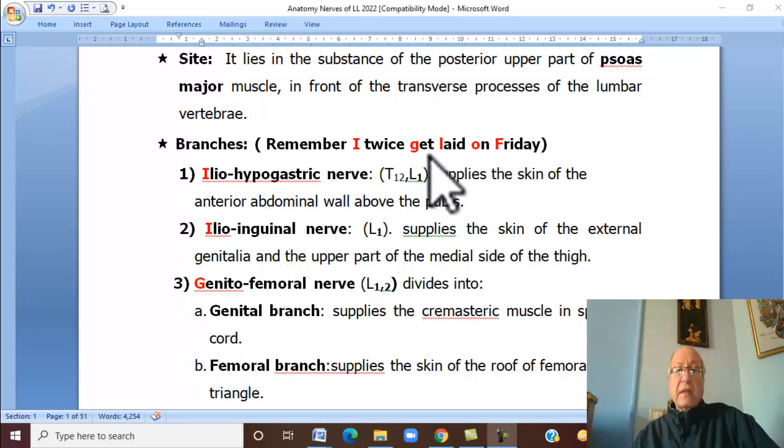I twice get laid on Friday. I: remember ilioinguinal and iliohypogastric. Get: genitofemoral. Laid: lateral cutaneous nerve of the thigh. On: obturator. Friday, F is femoral.